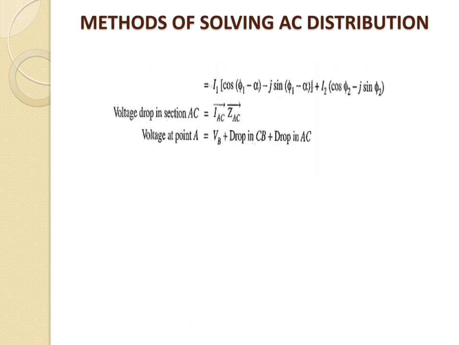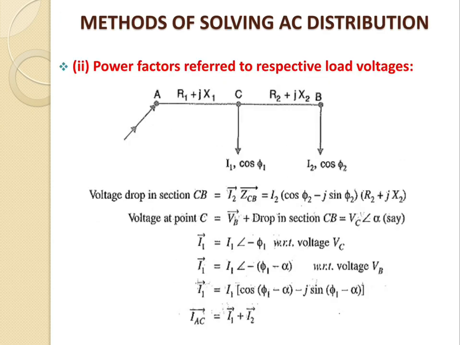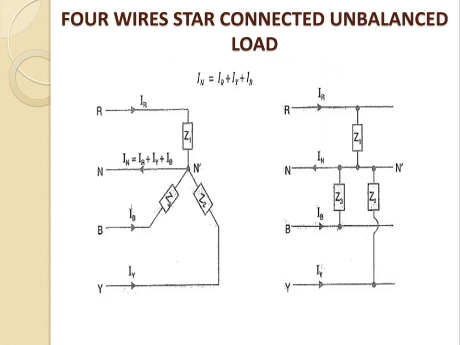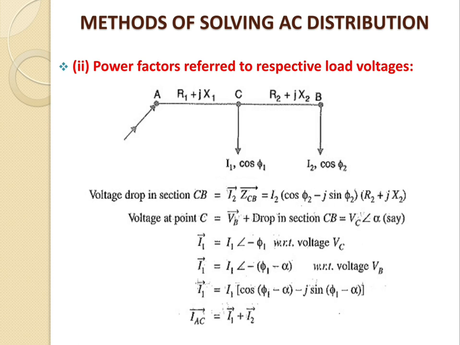Now we are going for the second category, that is the power factor referred to respective load voltages. So again this is the AC distribution which is fed at one end, having a value of resistance and reactance for the individual sections: R1 plus jX1 is the impedance for the AC section, and R2 plus jX2 is the impedance for the second section. There are two tappings taken from point C and point B, that is I1 cos phi 1 and I2 cos phi 2.